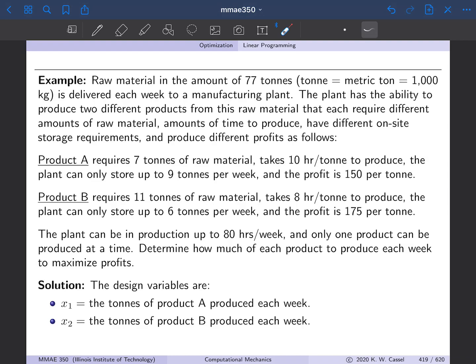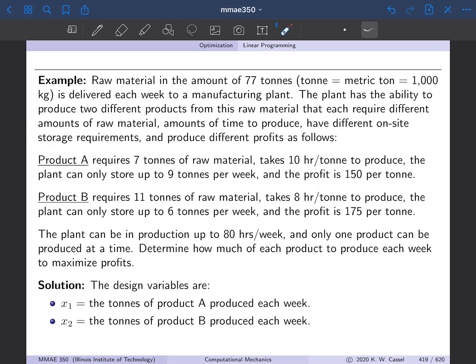So in this case, we have a factory that takes in raw material in the amount of 77 tonnes. This is TONNES. A TONNE is a metric ton or 1,000 kilograms. It's not the same as a ton, a TON.